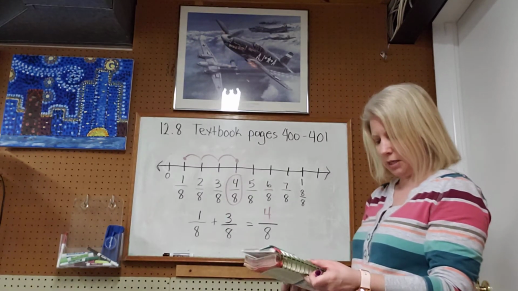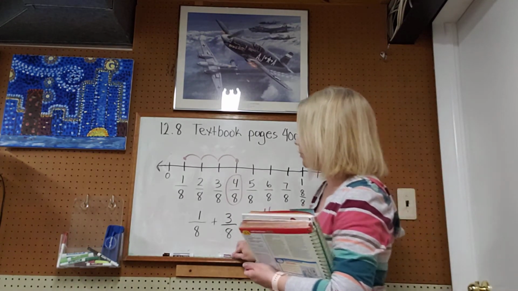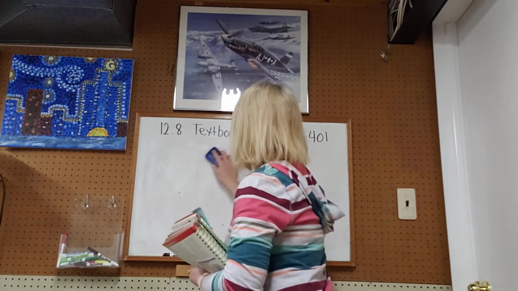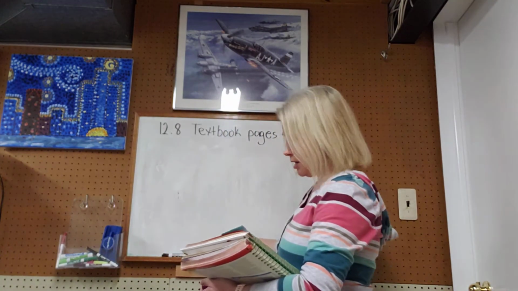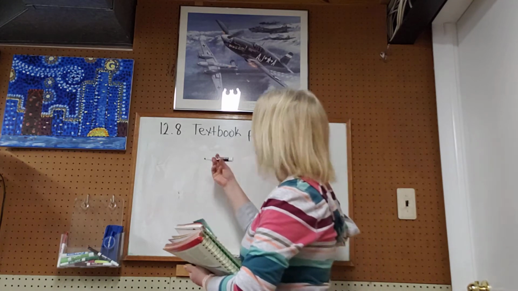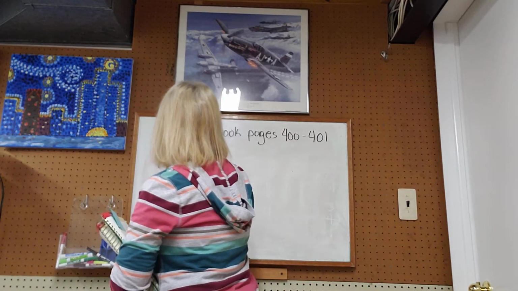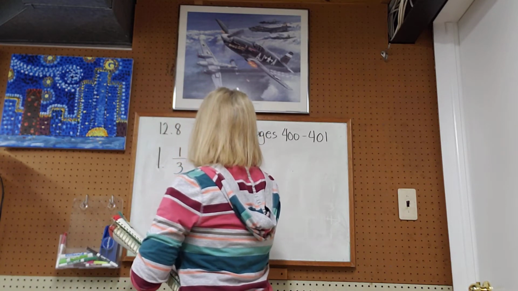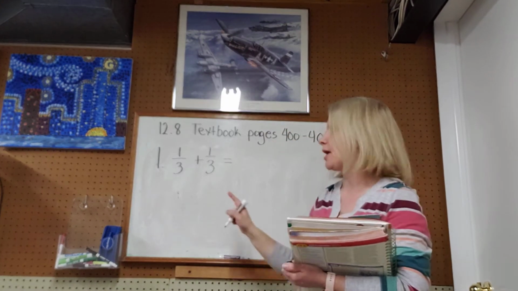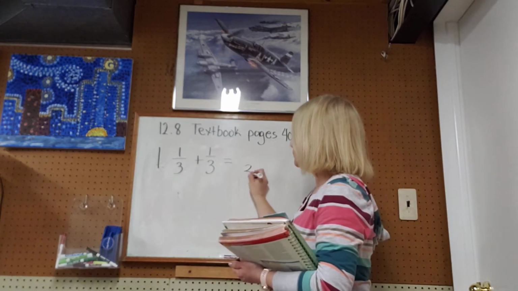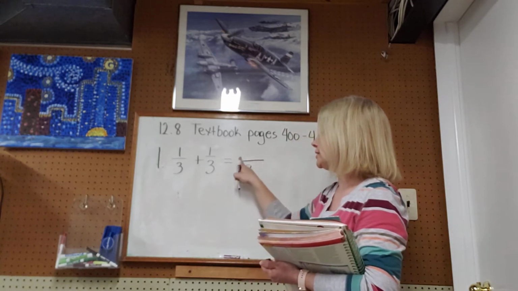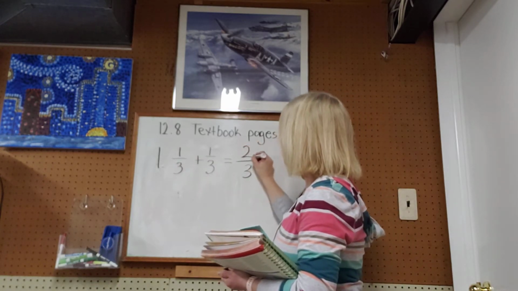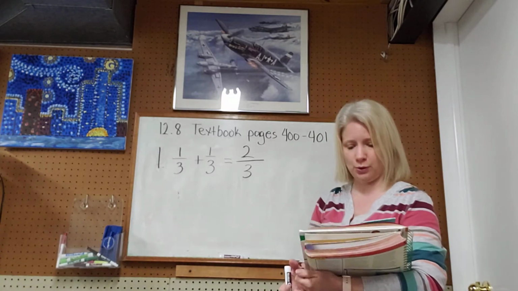Let's look at some of the problems. On 401, let's look at number 1. It wants you to add 1/3 plus 1/3. So it has 2 1/3s, and you're adding them together. Your thirds are going to stay the same, and your denominator stays the same. Your numerator changes. It's 1 plus 1. So now you have 2/3, and that's your answer, 2/3.